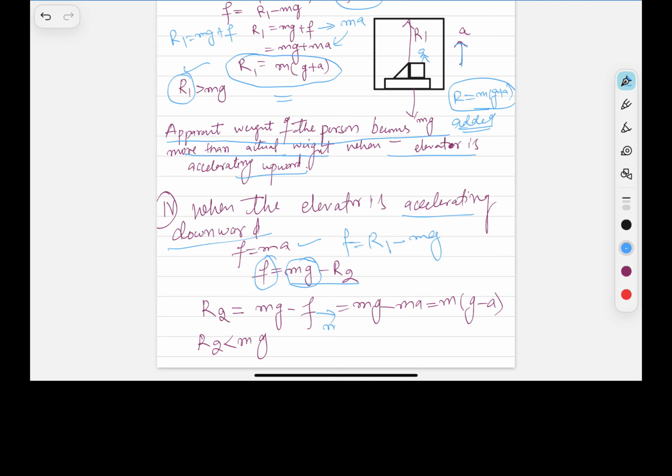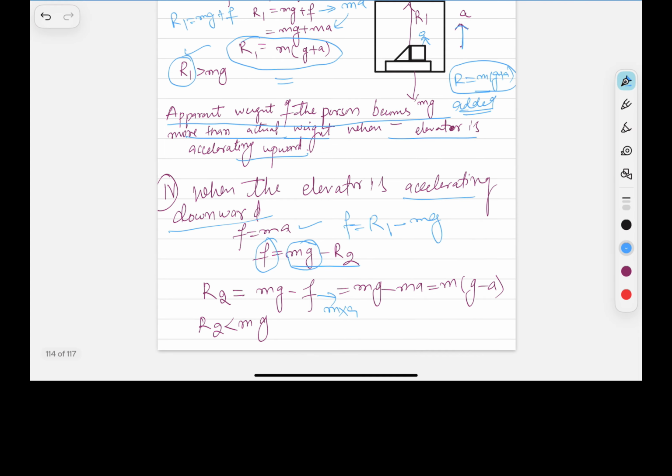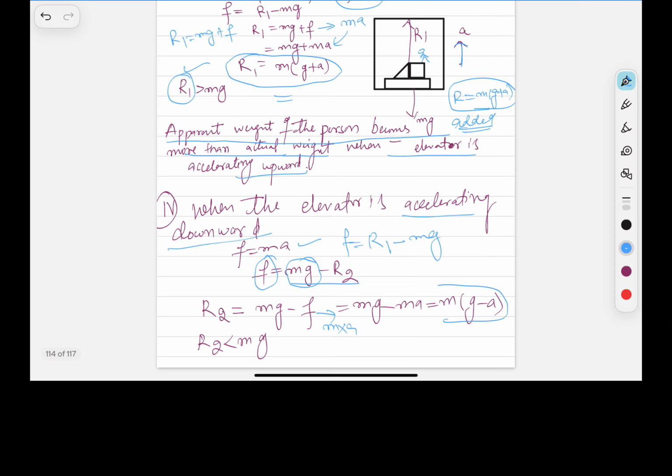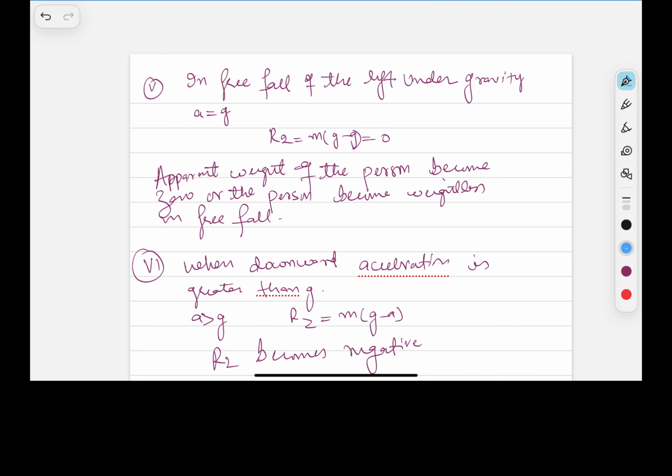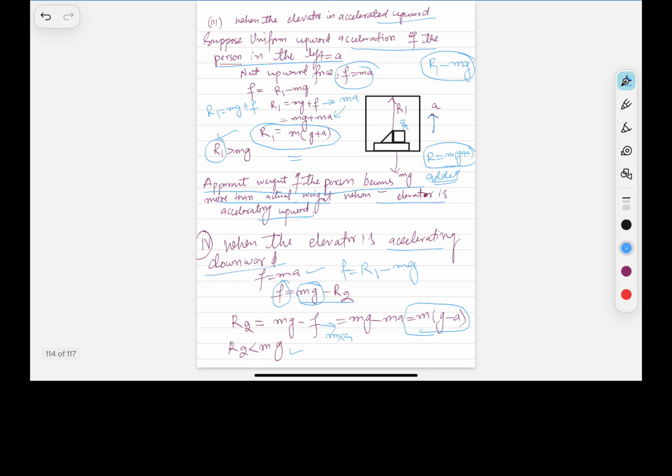What is F? It is mass into acceleration. So R2 equals m(g minus a). Here mg is greater than R2 while the lift is going downward. So what we have observed from here is that the apparent weight of the person becomes less.